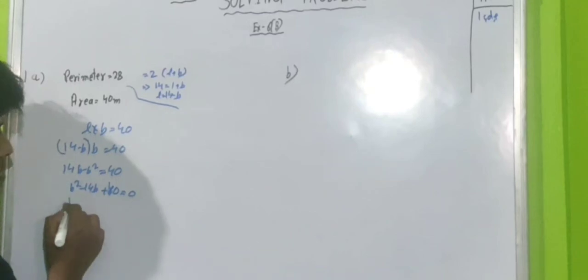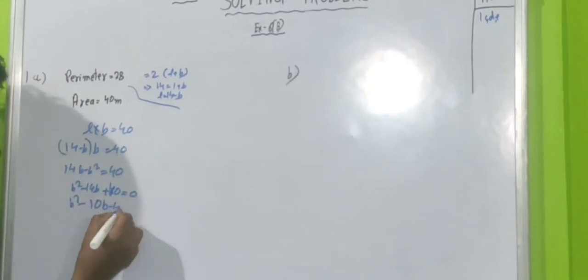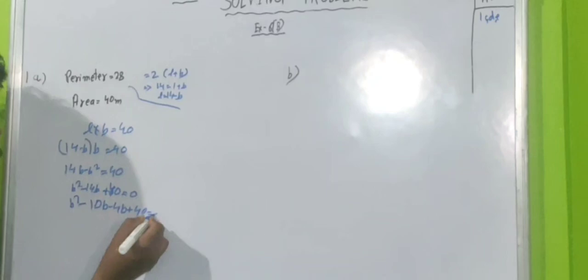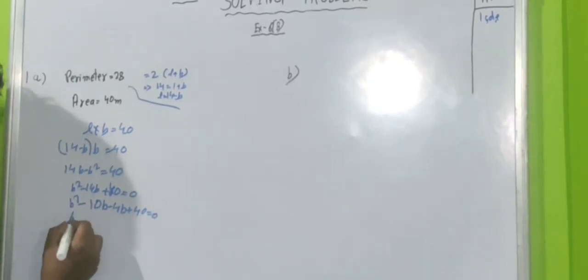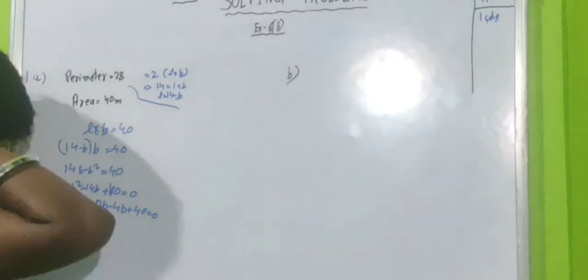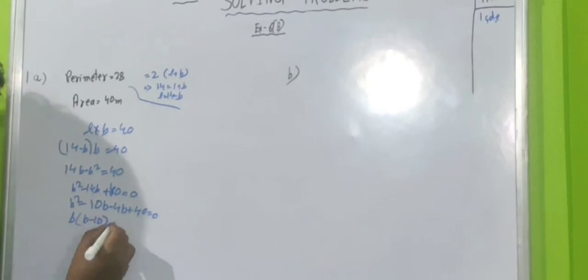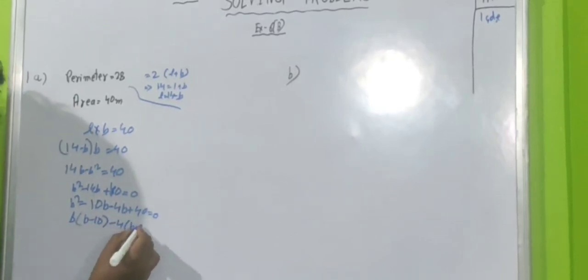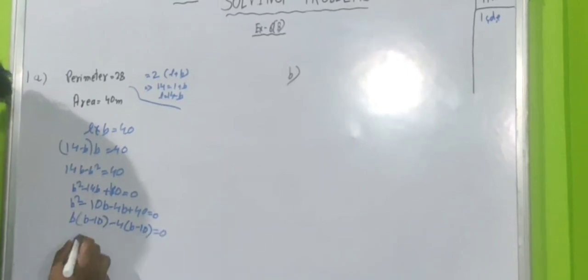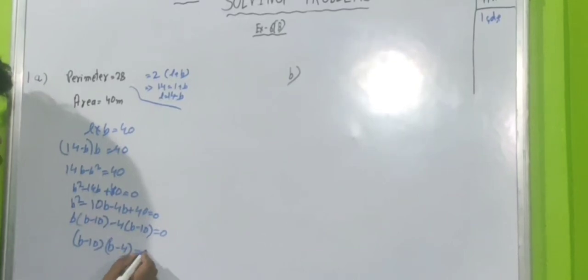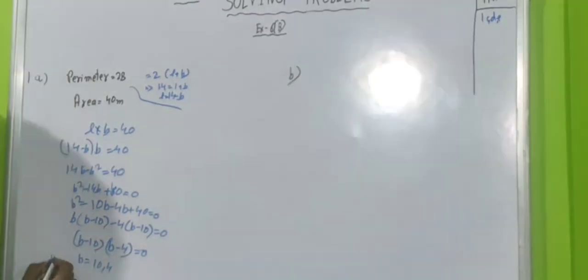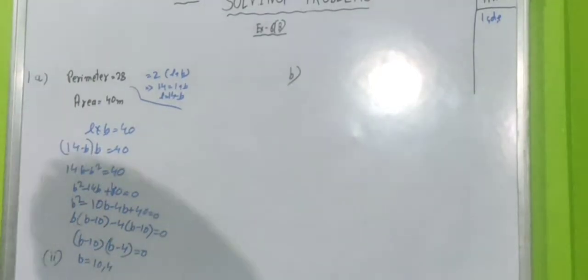Now do the middle term split. B square minus 10B minus 4B plus 40 is equal to 0. Here B square, here B minus 10 minus 4, B minus 10 is equal to 0. Here B minus 10 and B minus 4 are the two factors, equal to 0. So here B is equal to 10 and also positive 4. And so you go with part 2.